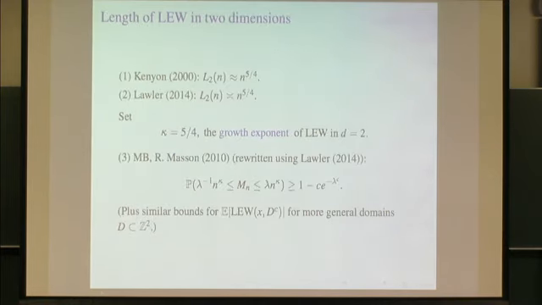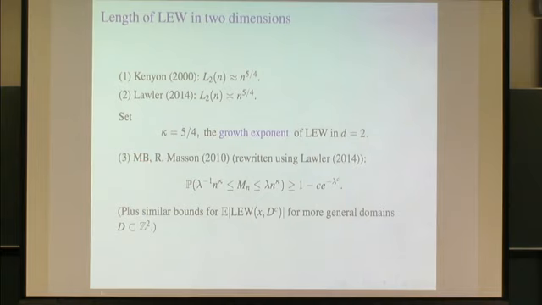Now, I'm going to talk almost entirely now about what happens in 2 dimensions. And Rick Kenyon in 2000 showed that L_2(n) is logarithmically asymptotic to n^(5/4). He was actually using dimer coverings, not SLE, to obtain this result. Out of chronology, but helpful to put here, is that Greg Lawler then improved that in 2014 to show that it's actually bounded above and below by constants times n^(5/4). So we're going to write kappa to be the growth exponent of the LERW in 2 dimensions.